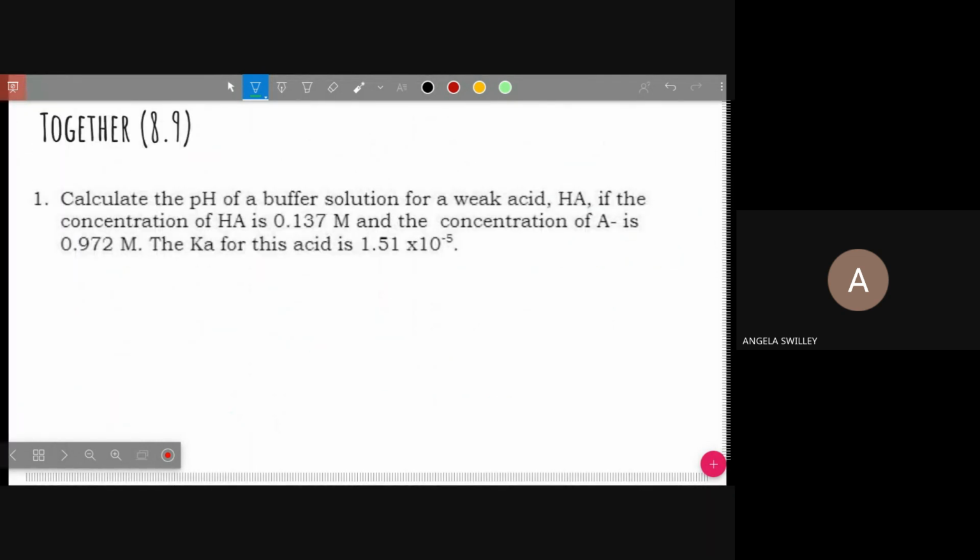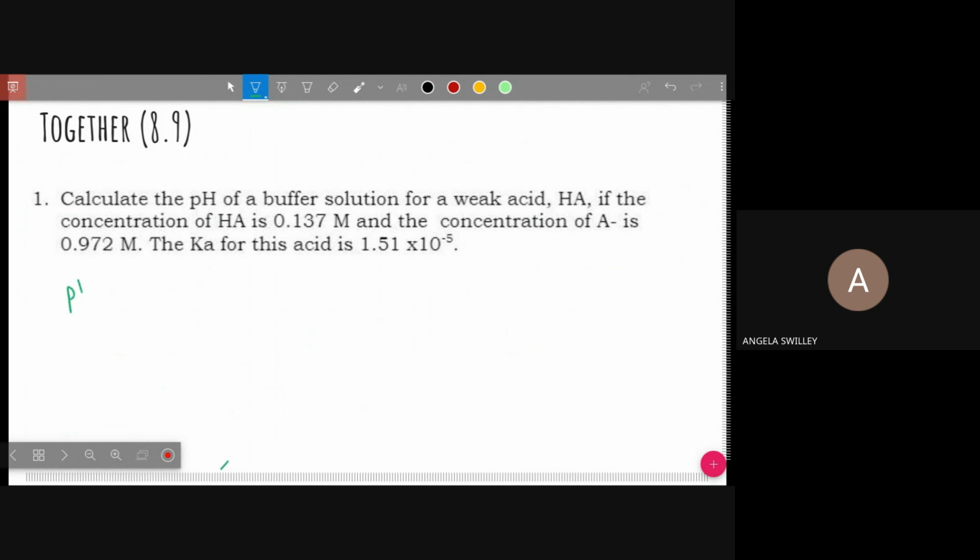All right, so the I do. Calculate the pH of a buffer solution for a weak acid if the concentration of the weak acid is 0.137 molar and the concentration of A negative, which is the conjugate base, is 0.972 molar. The Ka for this acid is 1.51 times 10 to the negative fifth. If you'd like to try this on your own, pause the video and resume when you're ready to check your answer.